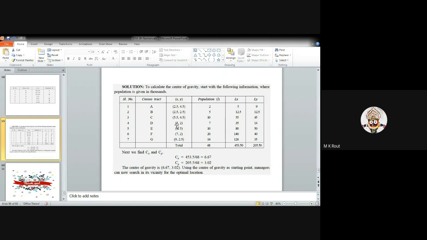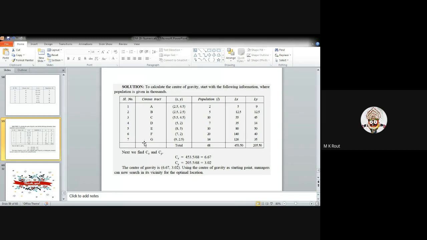For calculating the X coordinate, that is 5 into 7, 35, and 2 into 7, that is 14 for Y coordinate. Similarly, for census tract E, 8 into 10, that is 80 for X coordinate, and 5 into 10, 50, that is for Y coordinate. For F, 7 into 20, that is 140, and for calculating the Y coordinate, that is 2 into 20, 40.